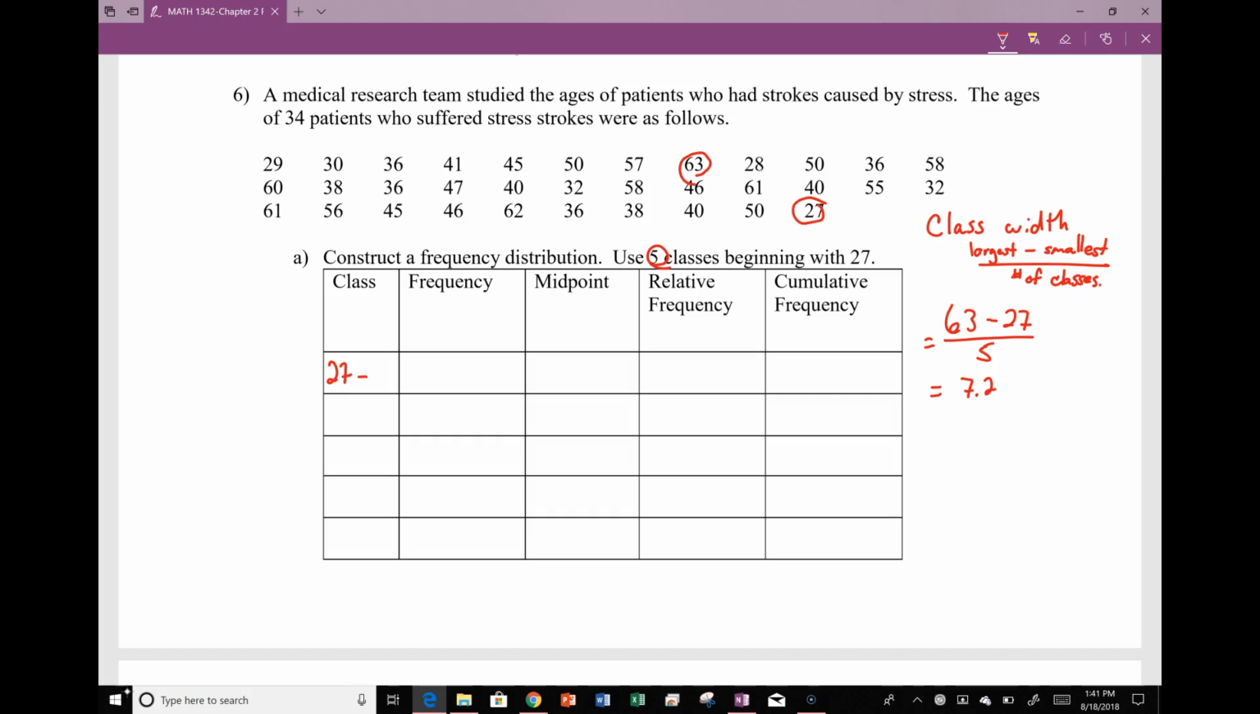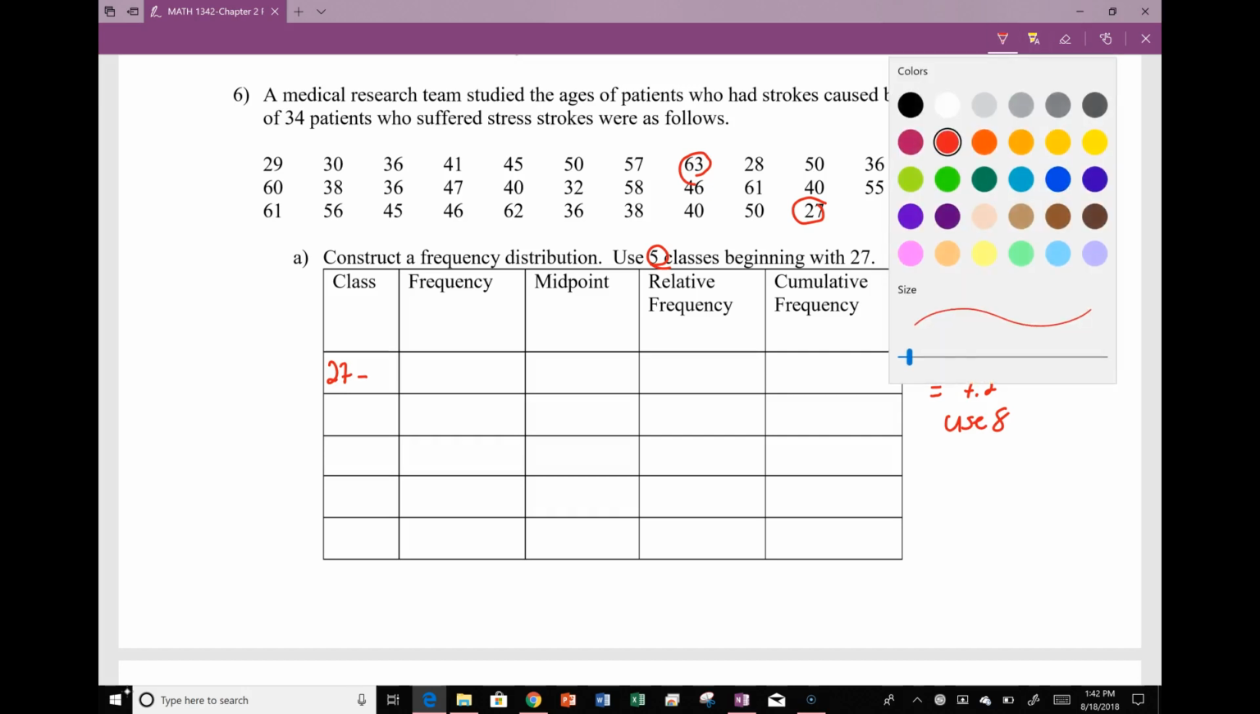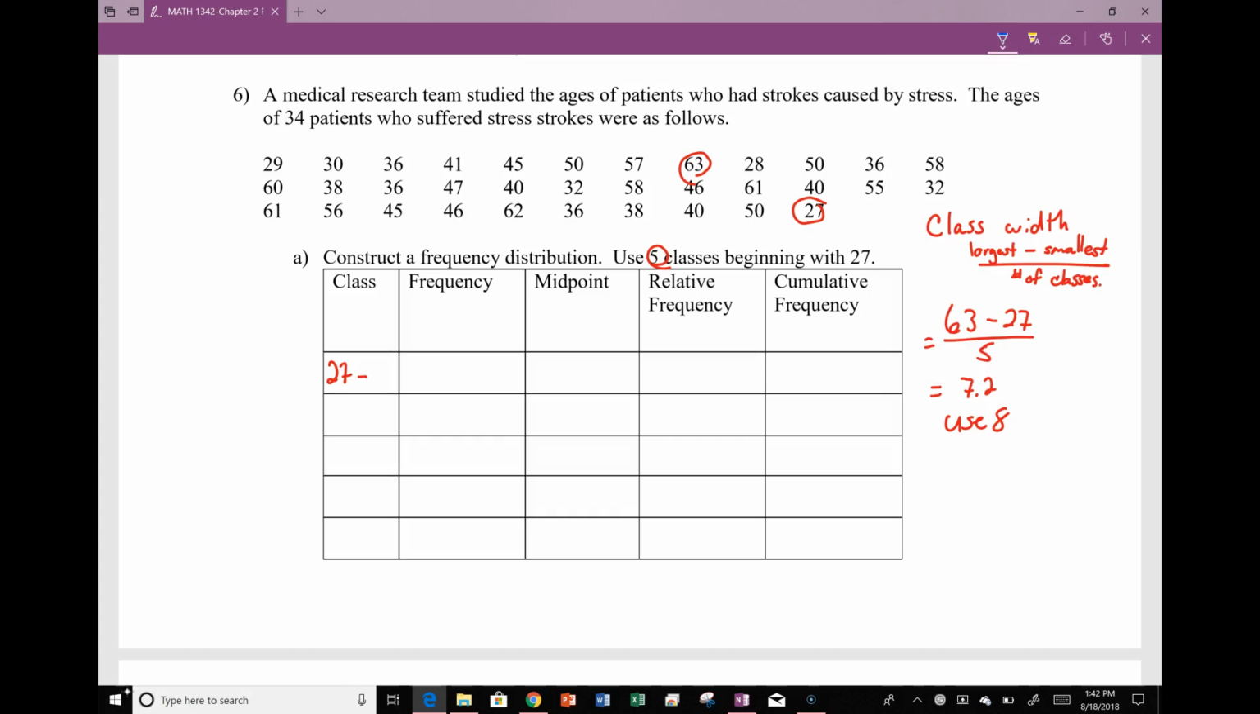Well, I don't want to really use 7.2. I tend to want to round up to the next whole number. So I'm actually going to use 8 as my class width. If you will recall, class width is the difference between the lower limit of one class and the lower limit of the next class. So if I take 27 and I add 8 to it, I get 35.